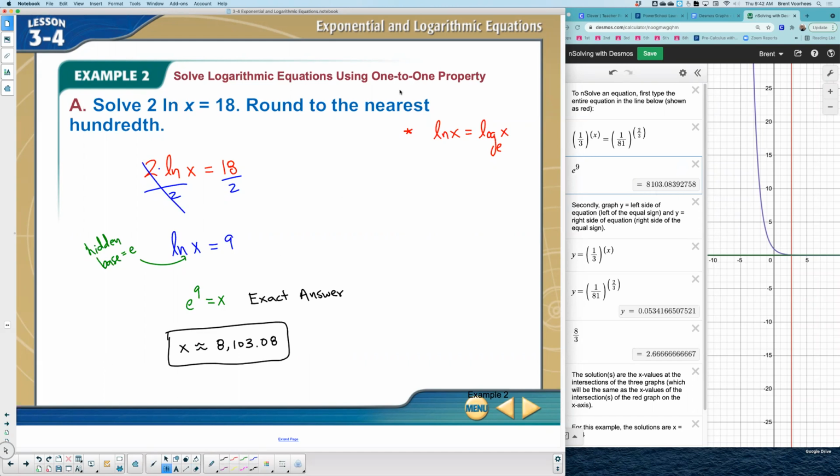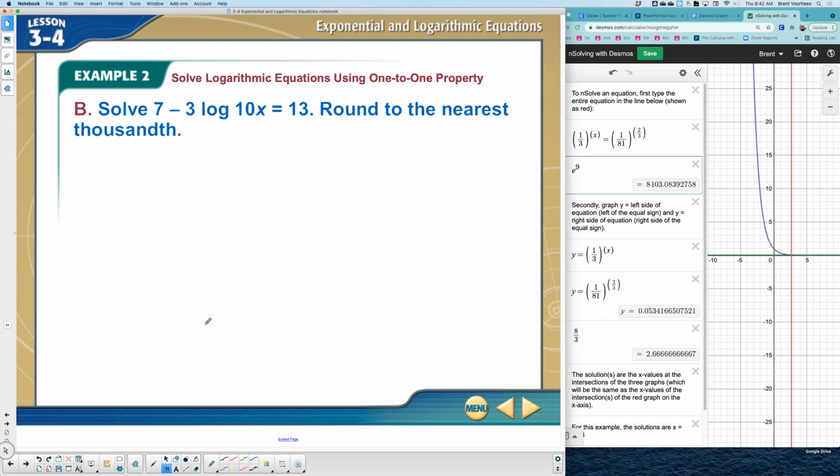Now this says using the one-to-one property. I wouldn't call that one-to-one property. Example 2b. I'll show you a one-to-one later. Here's 2b. So again, we're going to use our normal algebra steps. Notice that's a big 10. That's not a base. That's a big 10 there.